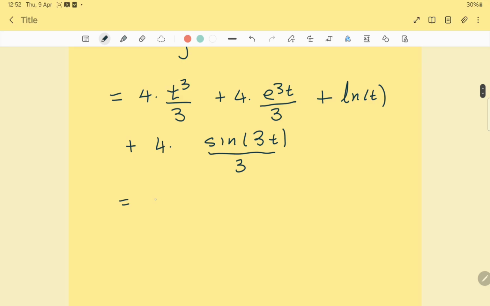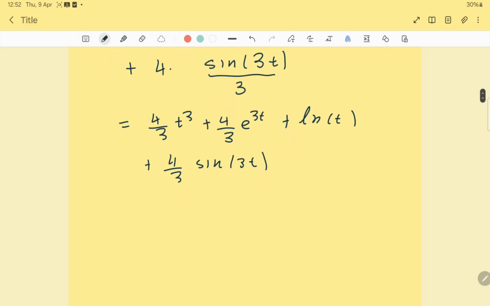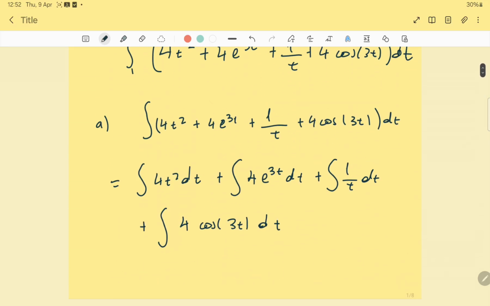And so the final answer is going to be 4/3 t to the power of 3 plus 4/3 e to the power of 3t plus ln t plus 4/3 sine 3t. That's for part A.